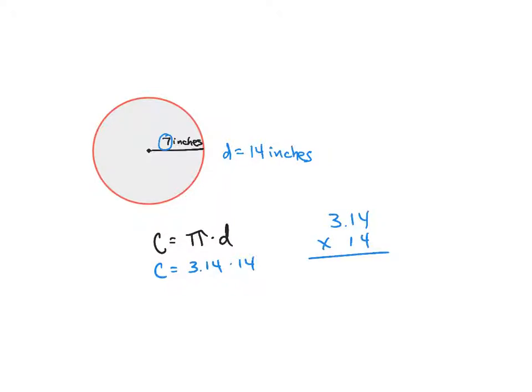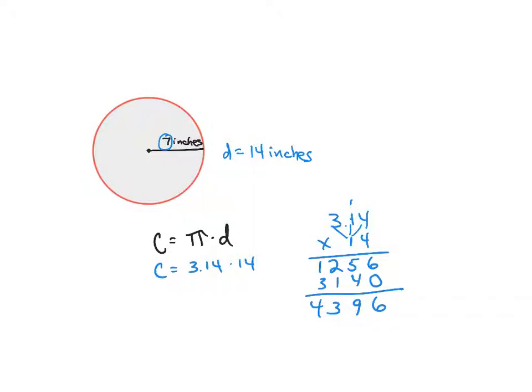3.14 times 14. 4 times 4 gives me 16. Put down the 6, carry the 1. 4 times 1 gives me 4. Plus 1 gives me 5. 3 times 4 gives me 12. Now I need to put in my 0. 1 times 4 gives me 4. 1 times 1 gives me 1. 1 times 3 gives me 3. I add everything up and I get 4396.